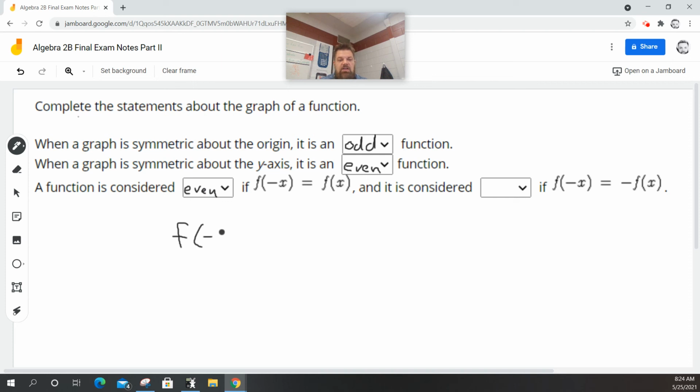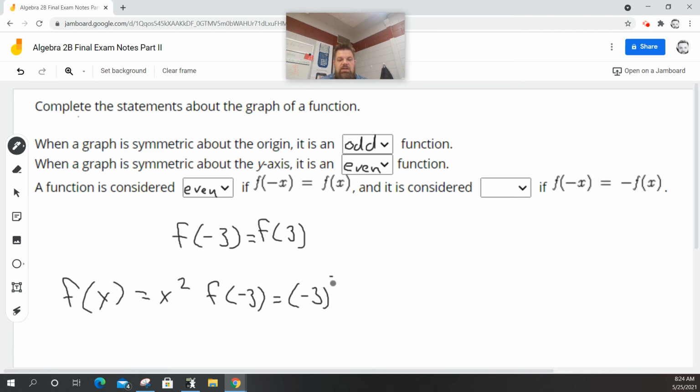In other words, if I take a function and evaluate it at -3, it will equal the same y value as if you were to evaluate the same function at +3. I'll give you an example. Let's say that f of x is equal to x squared. Well, if I say f of -3, then that is going to be -3 squared, and that equals 9. If I say f of 3, then that would be +3 squared, and that's also 9. So this is an even function.